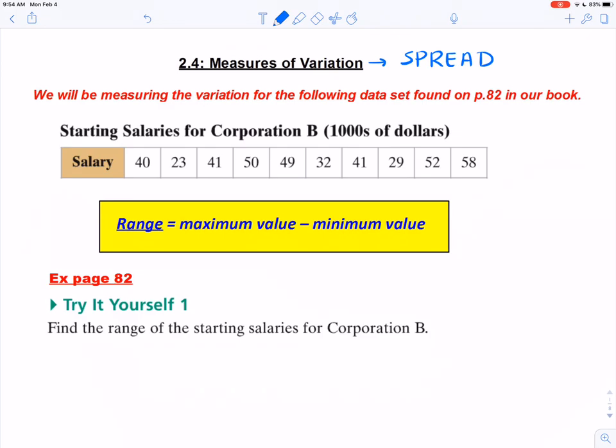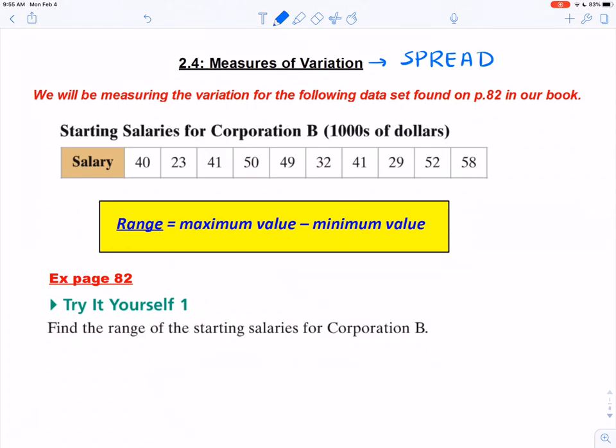Other data sets, again, think about placing points on a dot plot. All the points stay very close together. They're not very spread out, and those data sets would have low variation. So in section 2.4, we want to put a number to this measure of variation, and that's what we're going to be looking to do here.